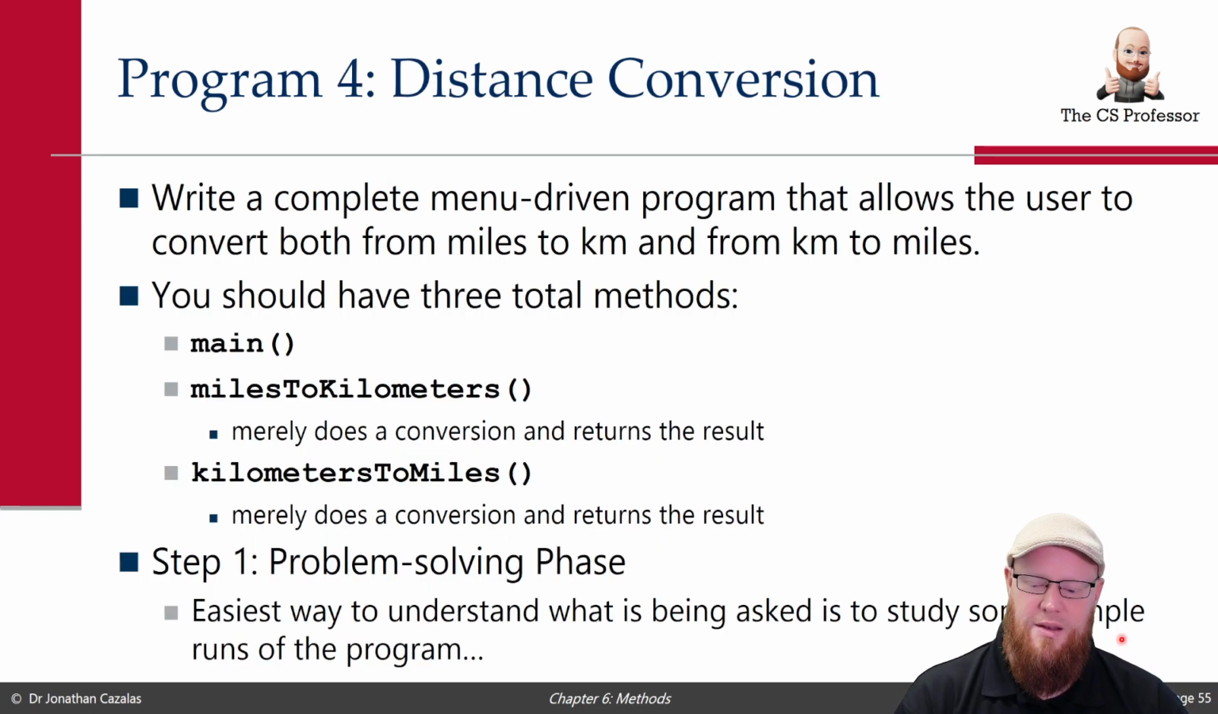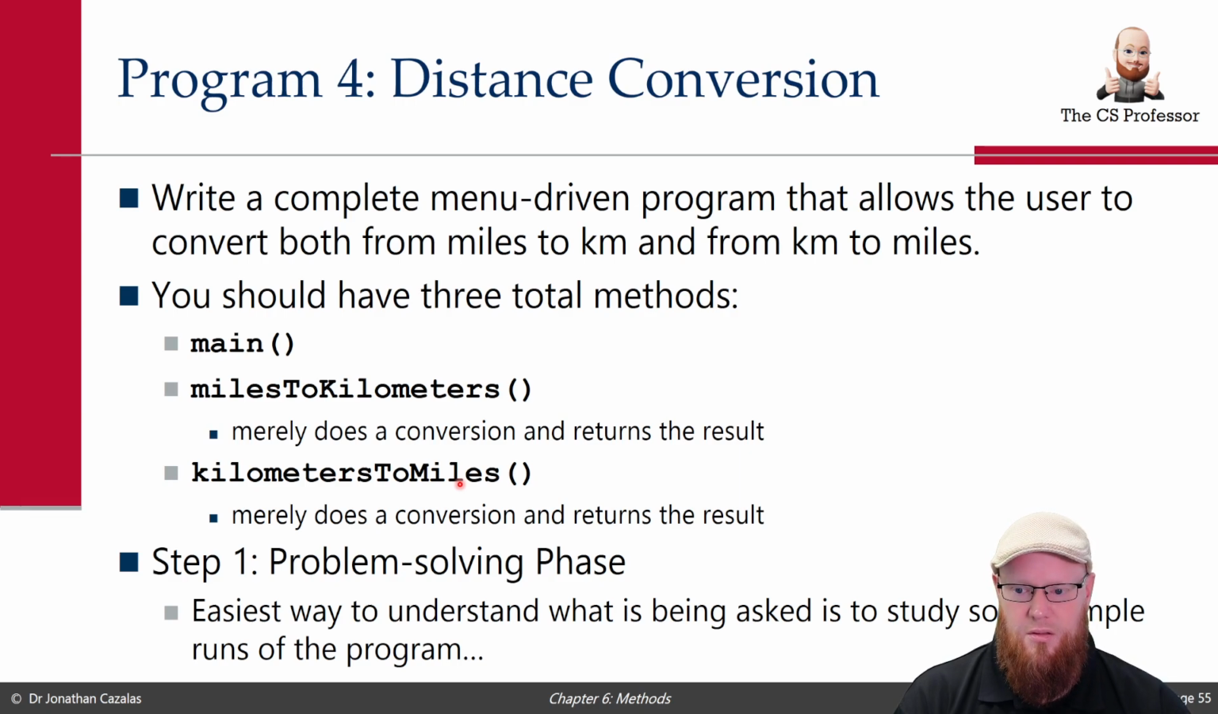One more. Distance conversion, we're going to code this one up live. I have not coded this. Write a complete menu-driven program that allows the user to convert from both miles to kilometers and from kilometers to miles. You should have 3 total methods: a main method, a miles to kilometers method that's only going to do a conversion. That's all it's going to do. And then it's going to return the result. You should have a kilometers to miles method that also only does the conversion and returns the result.